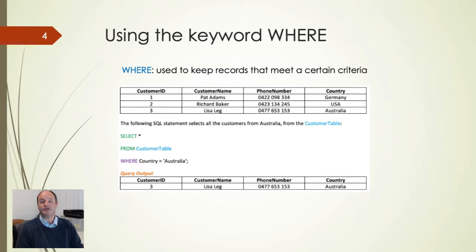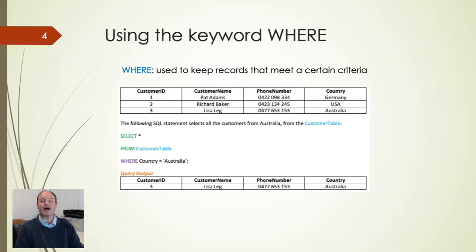Now we will introduce our 3rd key word, where. Where is used to keep those records which meet a certain criteria. It acts something like a filter, keeping back what we want. In this example, you will see 2 tables. We will focus on the top one.